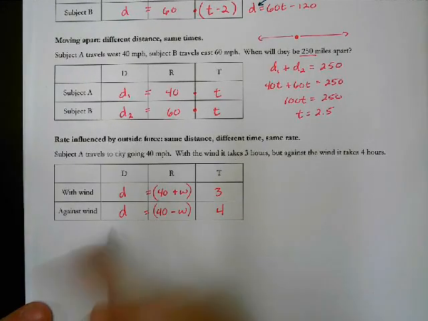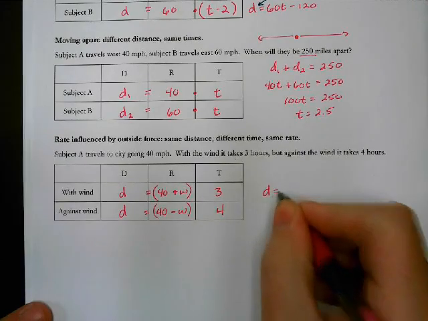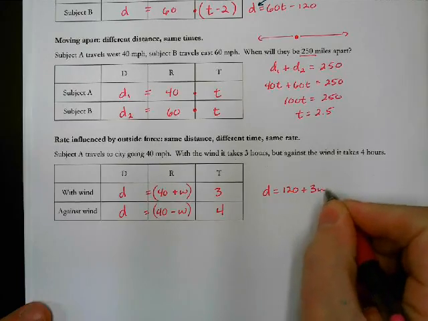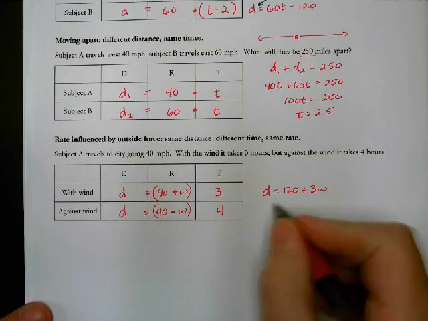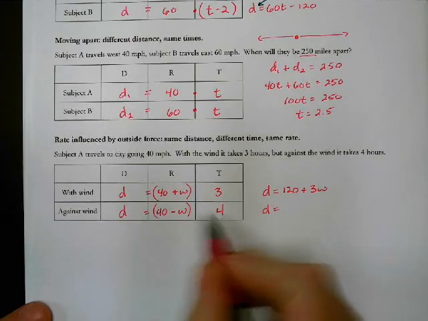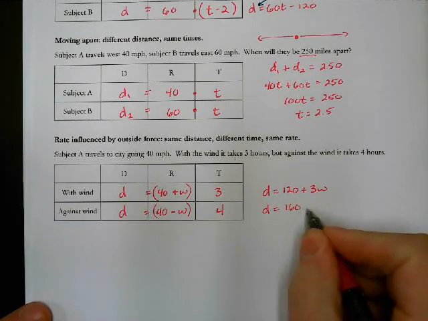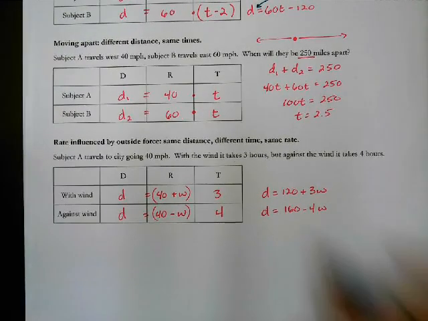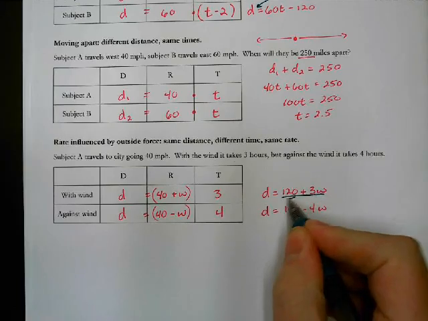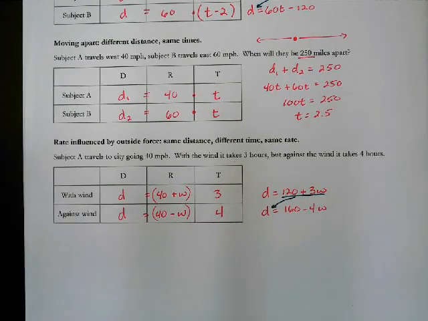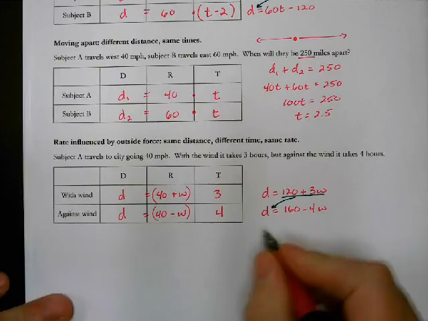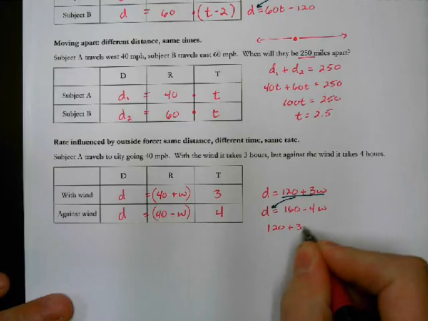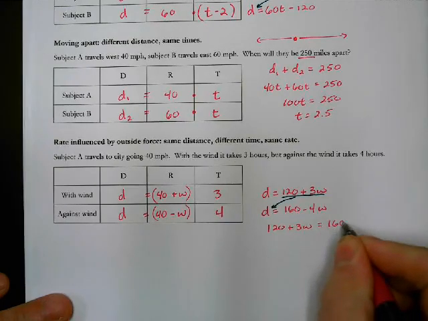So this first one is D equals 3 times 40 is 120 plus 3W. For this one, we get D equals 160 minus 4W. And now since D and D are the same, the distances are the same, we can substitute using the equal values method. And we can write the equation 120 plus 3W equals 160 minus 4W.